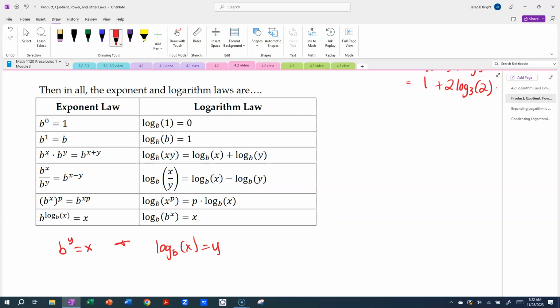But we have now fully explored all the properties of logarithms and how they relate to exponential functions.